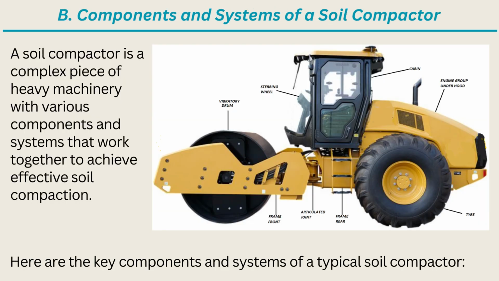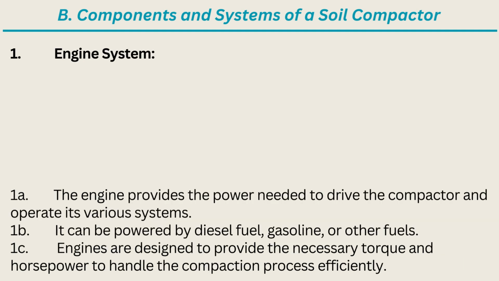B. Components and systems of a soil compactor. A soil compactor is a complex piece of heavy machinery with various components and systems that work together to achieve effective soil compaction. Here are the key components and systems of a typical soil compactor. 1. Engine system. 1A. The engine provides the power needed to drive the compactor and operate its various systems. 1B. It can be powered by diesel fuel, gasoline, or other fuels. 1C. Engines are designed to provide the necessary torque and horsepower to handle the compaction process efficiently.